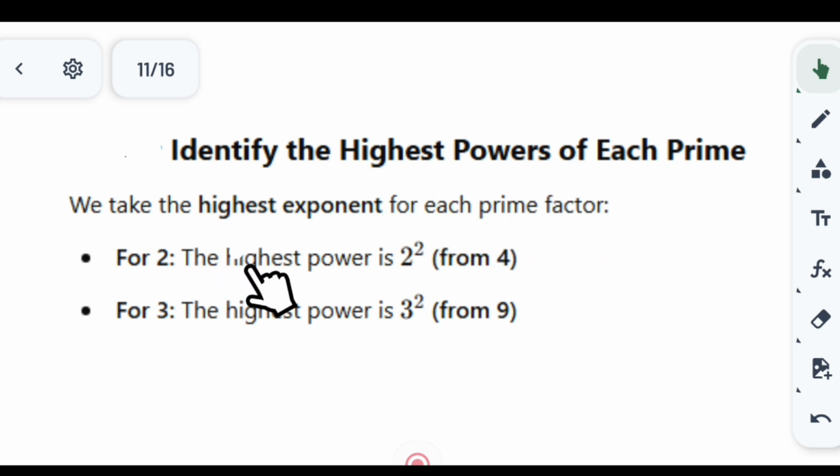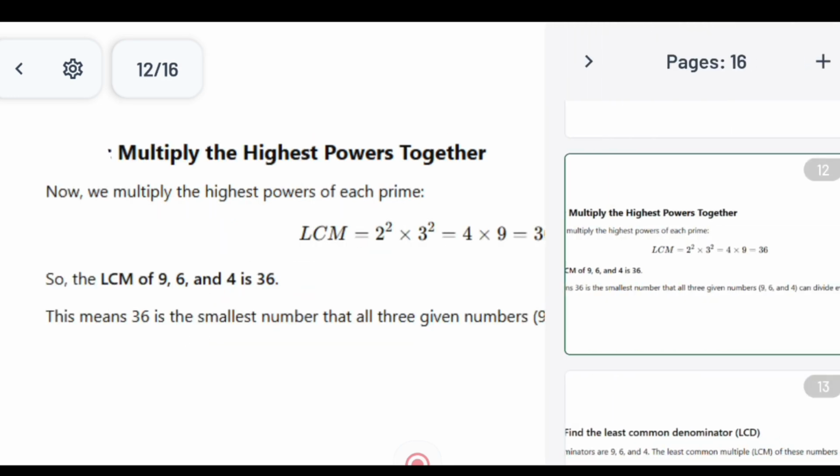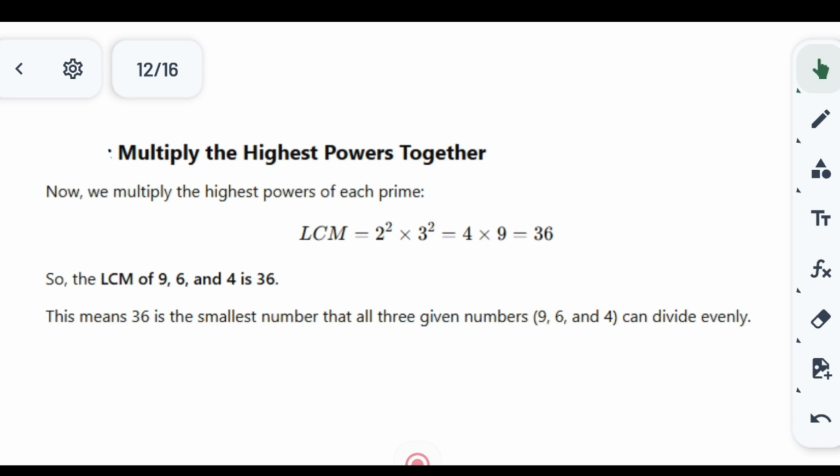So for 2, the largest power is 2 raised to 2 from 4. And for 3, the highest power is 3 raised to 2 from 9. Now, after that, you have to multiply the highest powers together. So you will have 2 raised to 2 times 3 raised to 2 equals 4 times 9 equals 36. So the LCM of 9, 6, and 4 is 36.